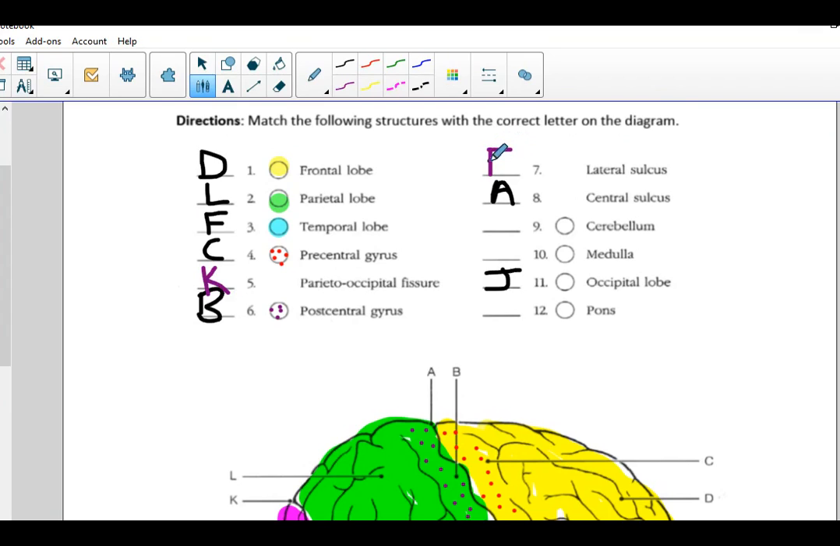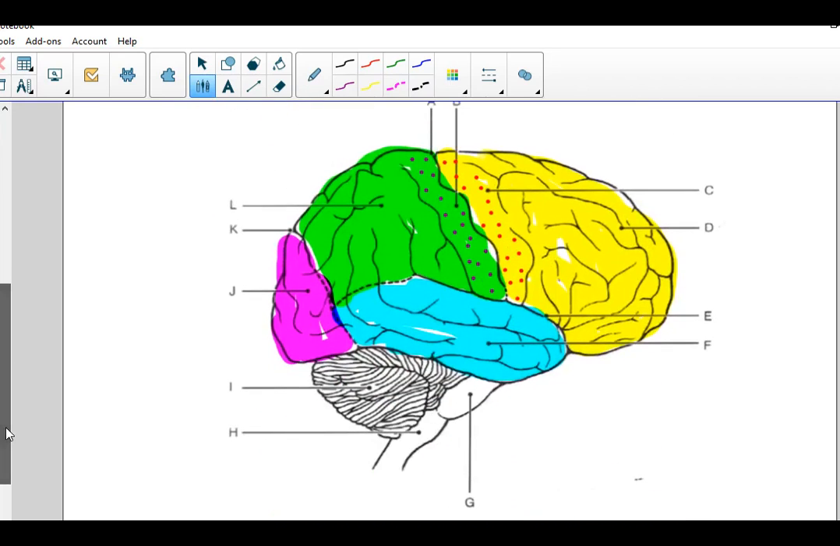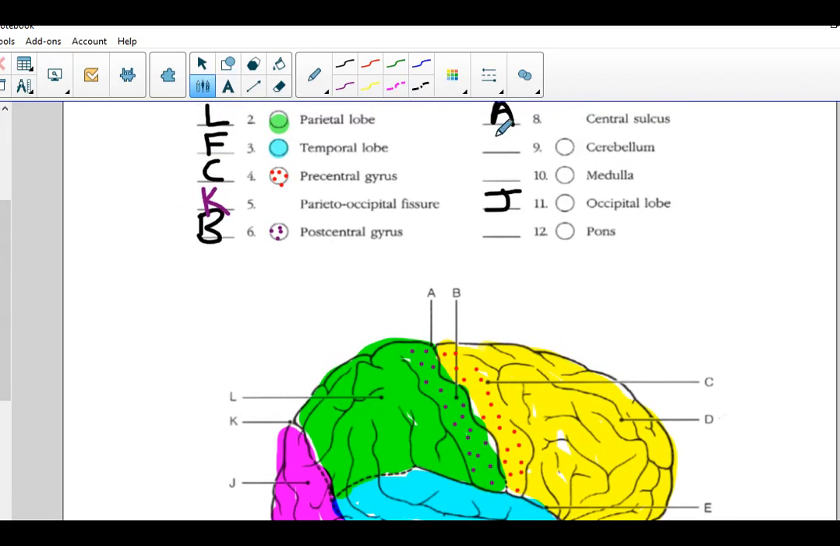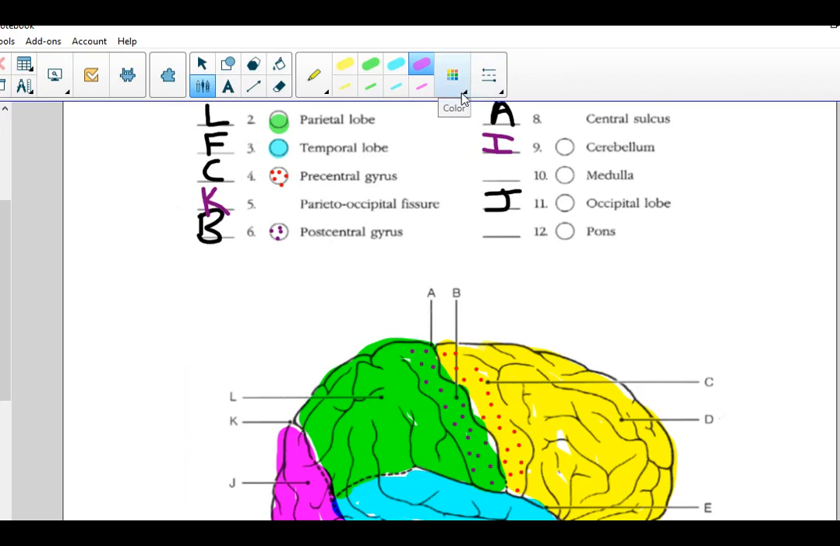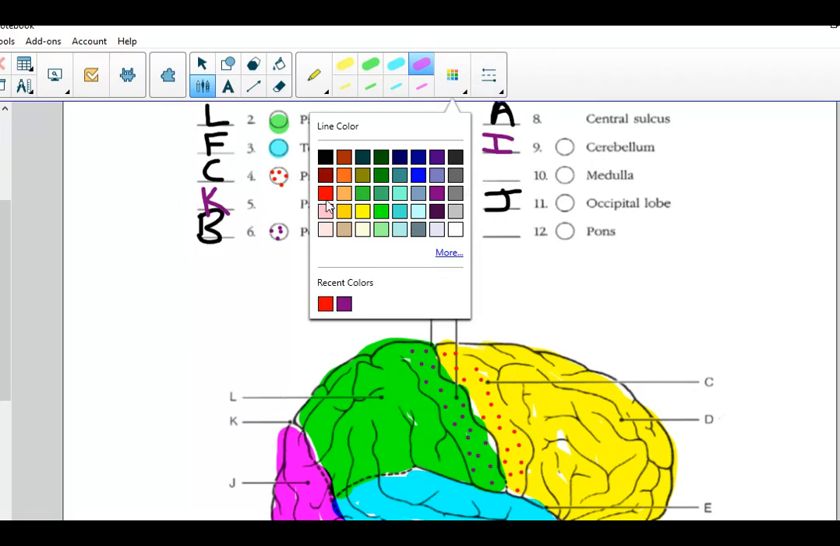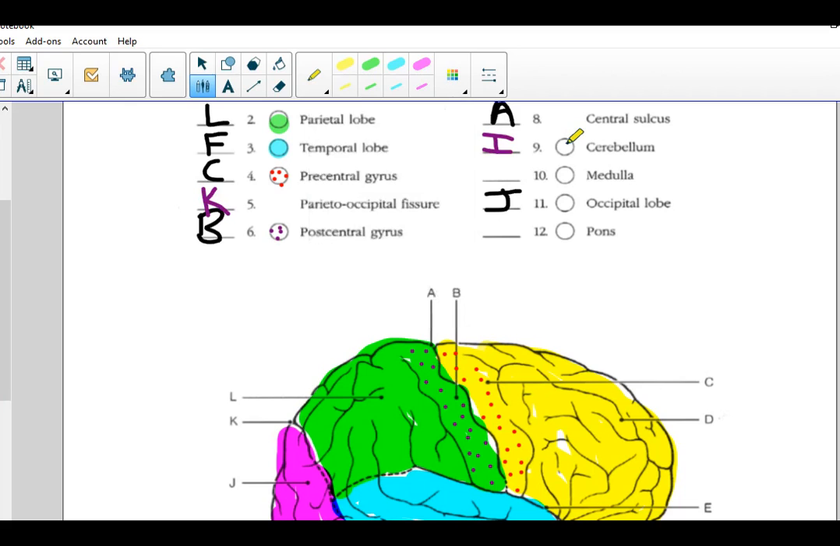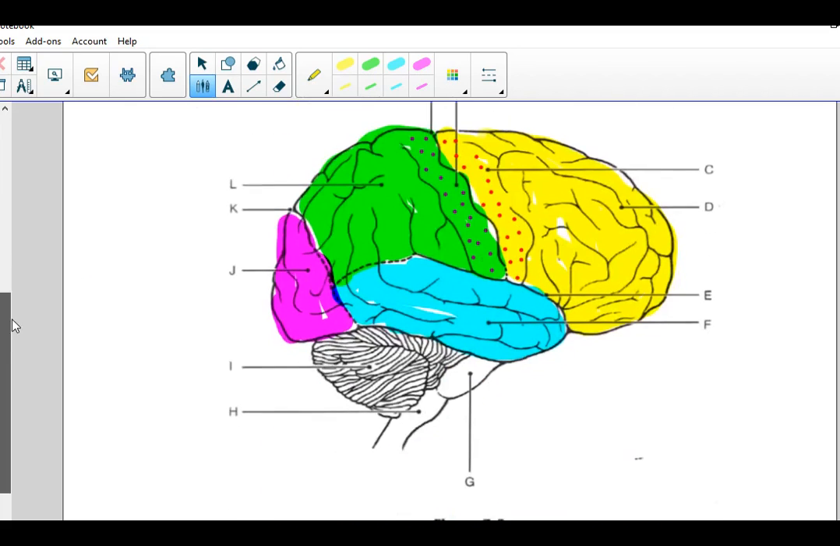The cerebellum, otherwise known as the little brain, protrudes from underneath the occipital lobe. That's this whole region right here, indicated by letter I. You can color that one as well, whatever color you would like. You do a light pink.